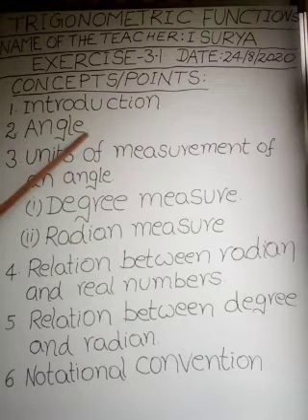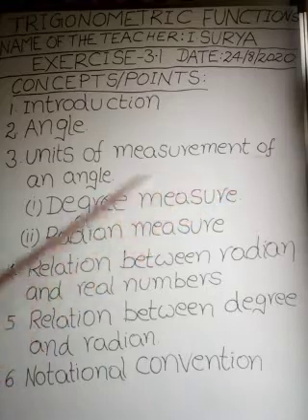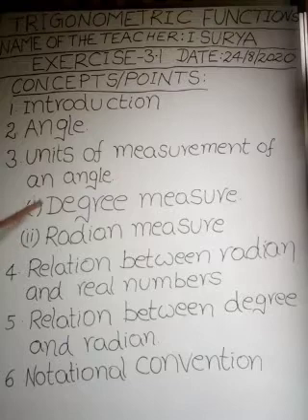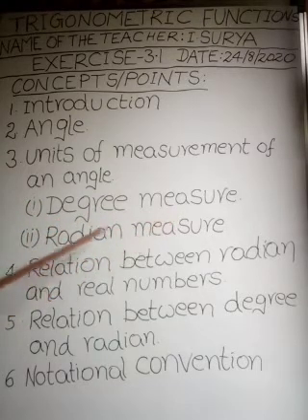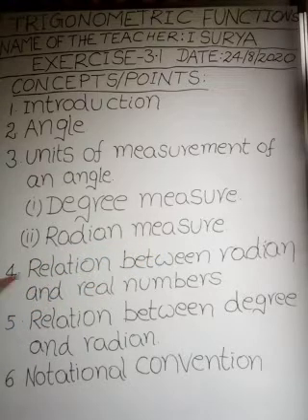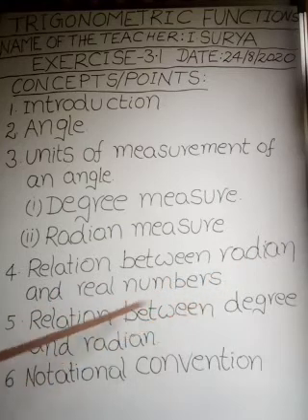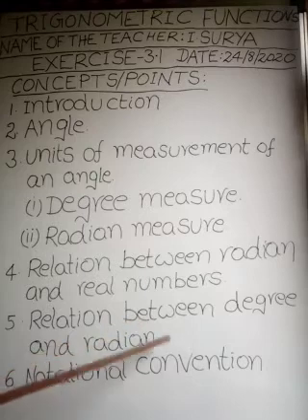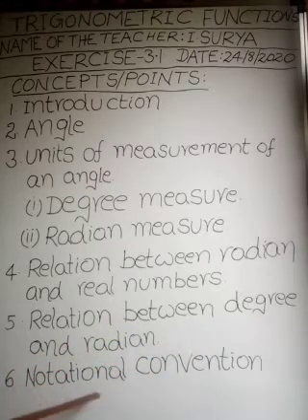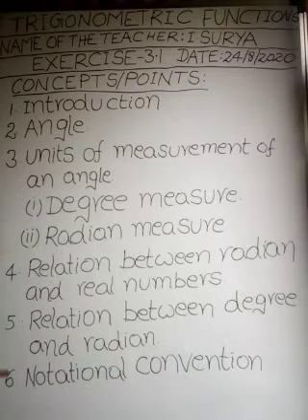What is meant by an angle? And the third one, units of measurement of an angle. Under this point again we discuss these 2 points, that is degree measure, and second one is radian measure. Now come to the fourth point, relation between radian and real numbers, and fifth one, relation between degree and radian, and sixth one, notational convention. We discuss all these 6 points one by one.